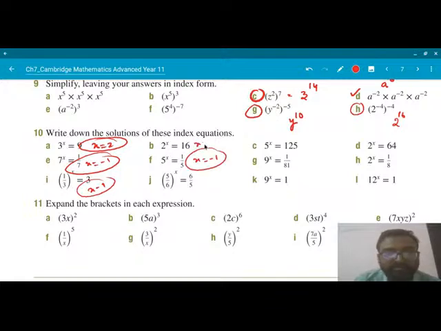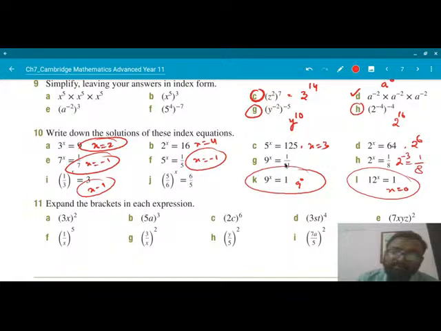X is equal to 2 power 4 is 16. 5 power 3 is equal to 125. Oh, sorry, it is 2 to the 4 to the 8. It is 64. 2 power 6 is equal to 64. 2 power minus 3 is equal to 1 upon 8. And something power x is equal to 0, it is always 1. 9 power 0 is always 1. 9 power 2 is 81. It's x is equal to minus 2.